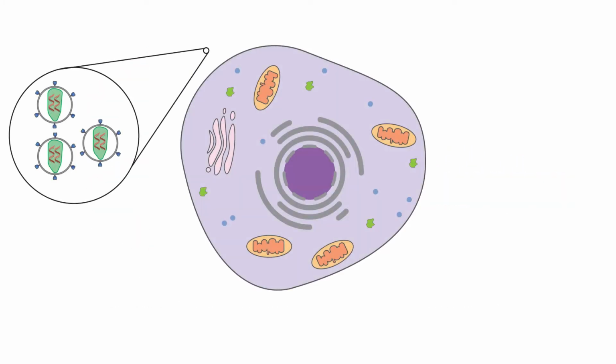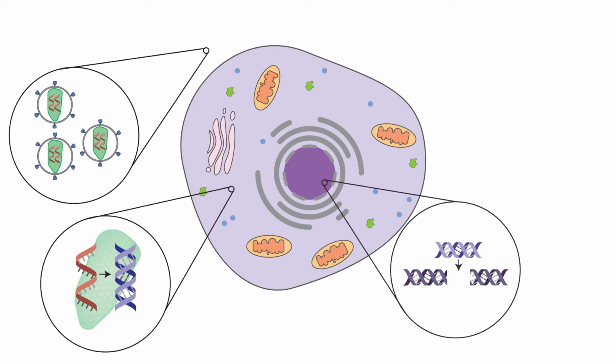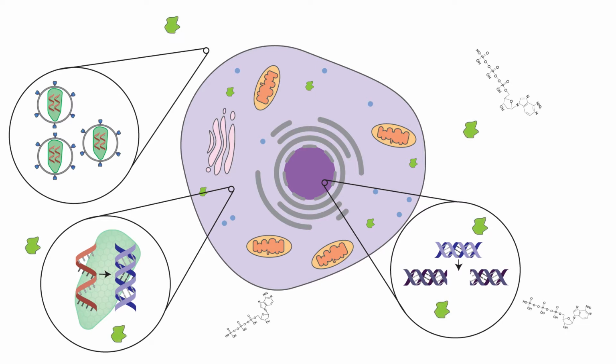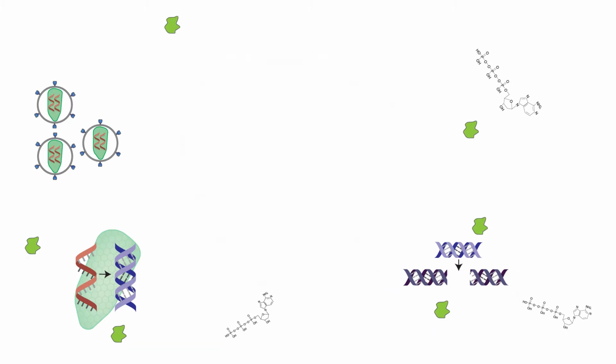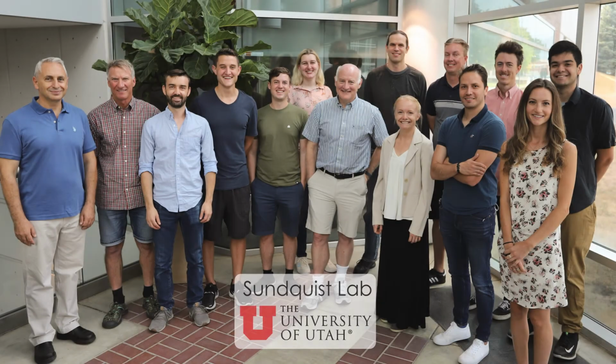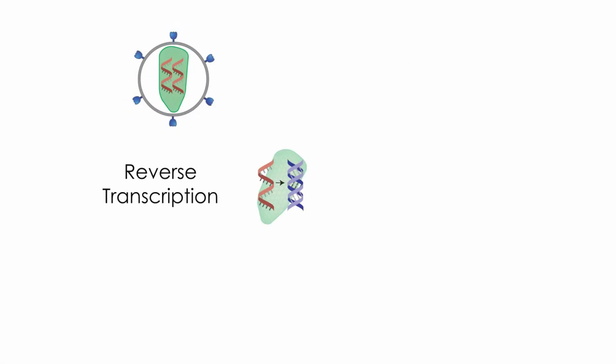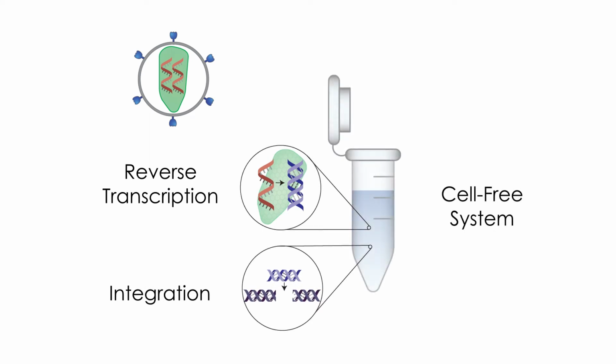HIV infection occurs deep within the complex environment of the cell. To learn how HIV machinery interacts with molecules in the host cell, it is important to study HIV in a less complex environment. That is why the Sundquist Lab at the University of Utah came up with a new method to study these first steps of HIV replication in a cell-free system.